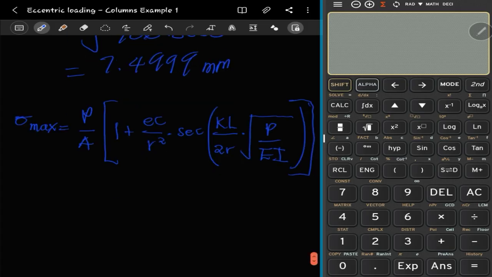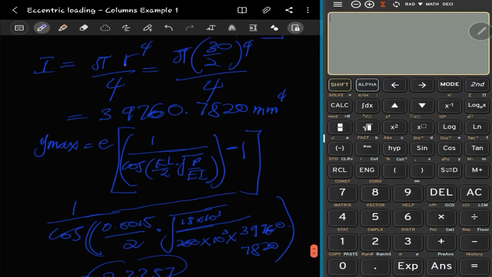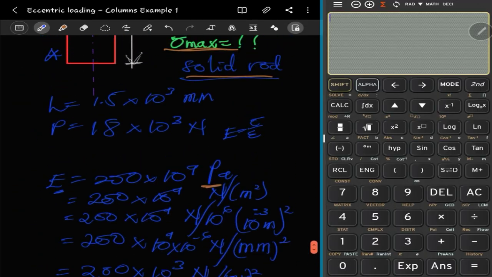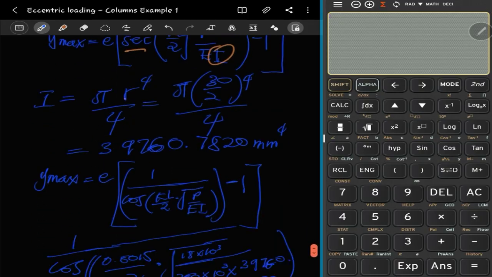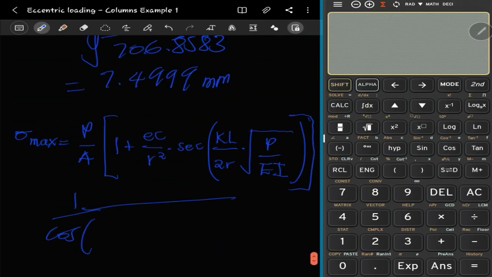So now we have everything except the sec, which we know to be the inverse of cos, right? So we are going to get that. So that sec will be 1 on cos, and we'll put everything in. So that's the KL here. We said is the length, right? That gives us the L of, let's see, 1.5 times 10 to the power 3, because when the end condition is specified, we take the effective length to be just the L.